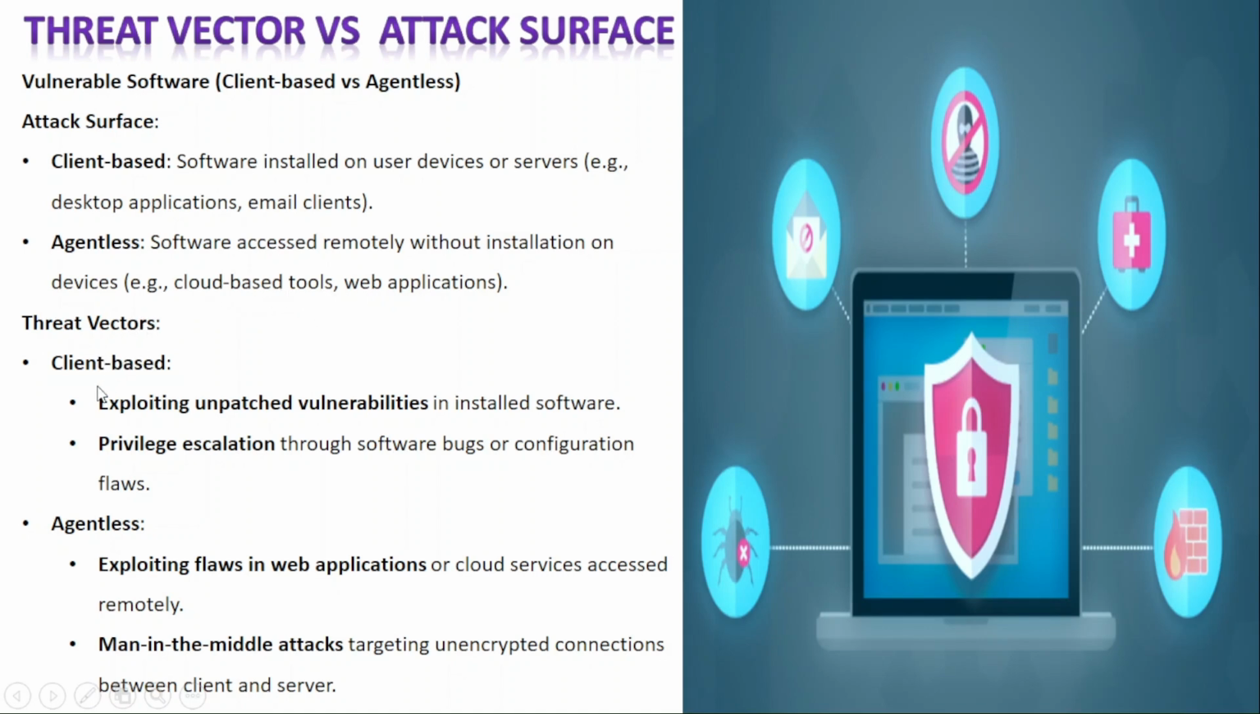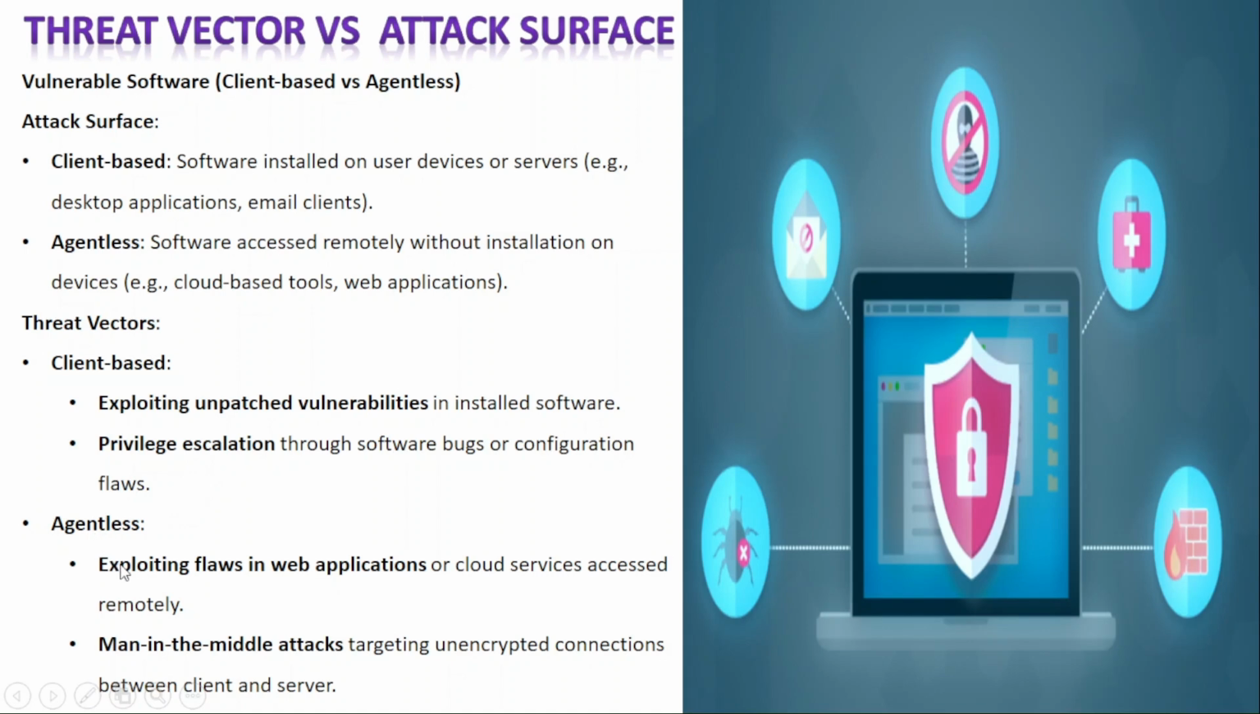What are the threat vectors for client-based? Exploiting unpatched vulnerabilities in installed software. If you have software installed on your laptop or PC, and it has unpatched vulnerabilities, these are basically threat vectors that can be exploited. Privilege escalation through software bugs or configuration flaws. If this software has some bugs embedded, they can also be used for privilege escalation.